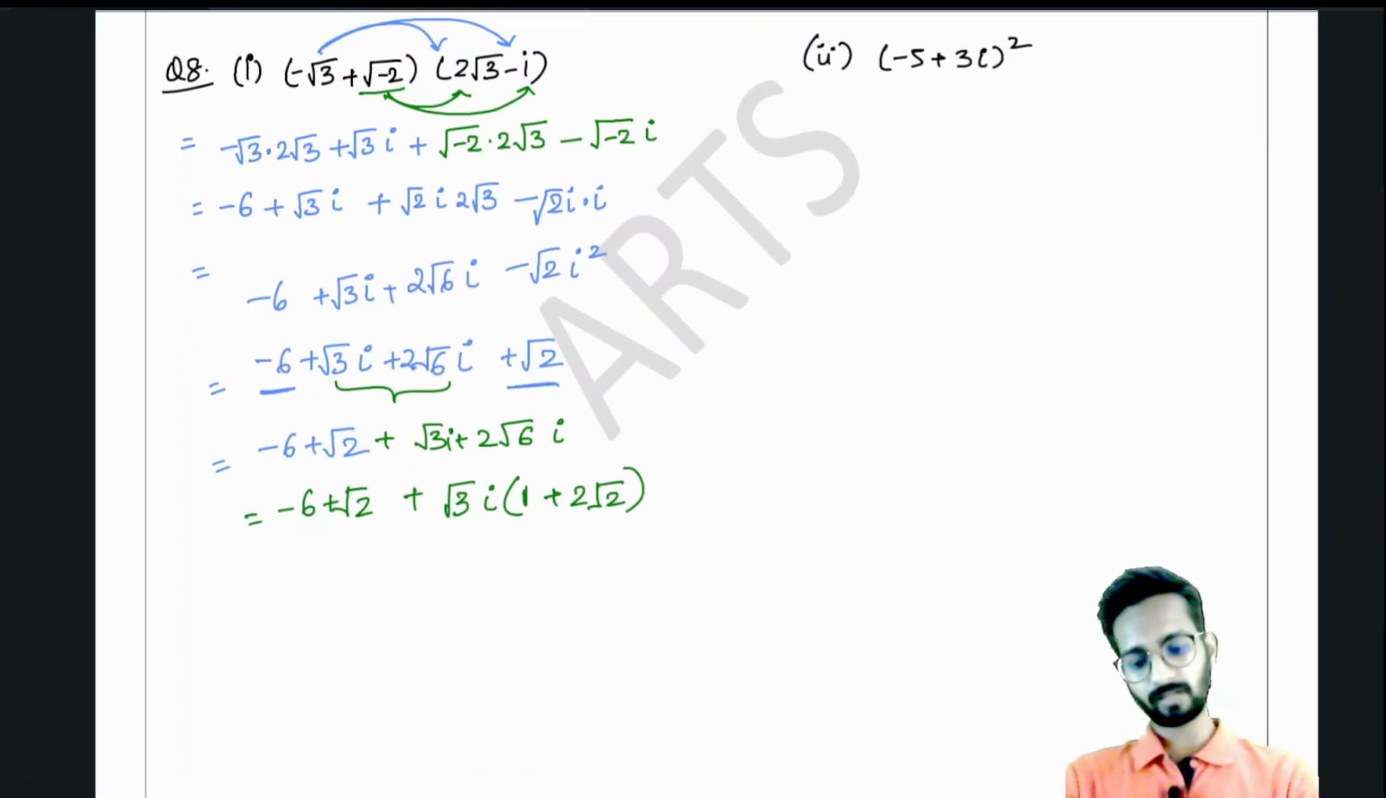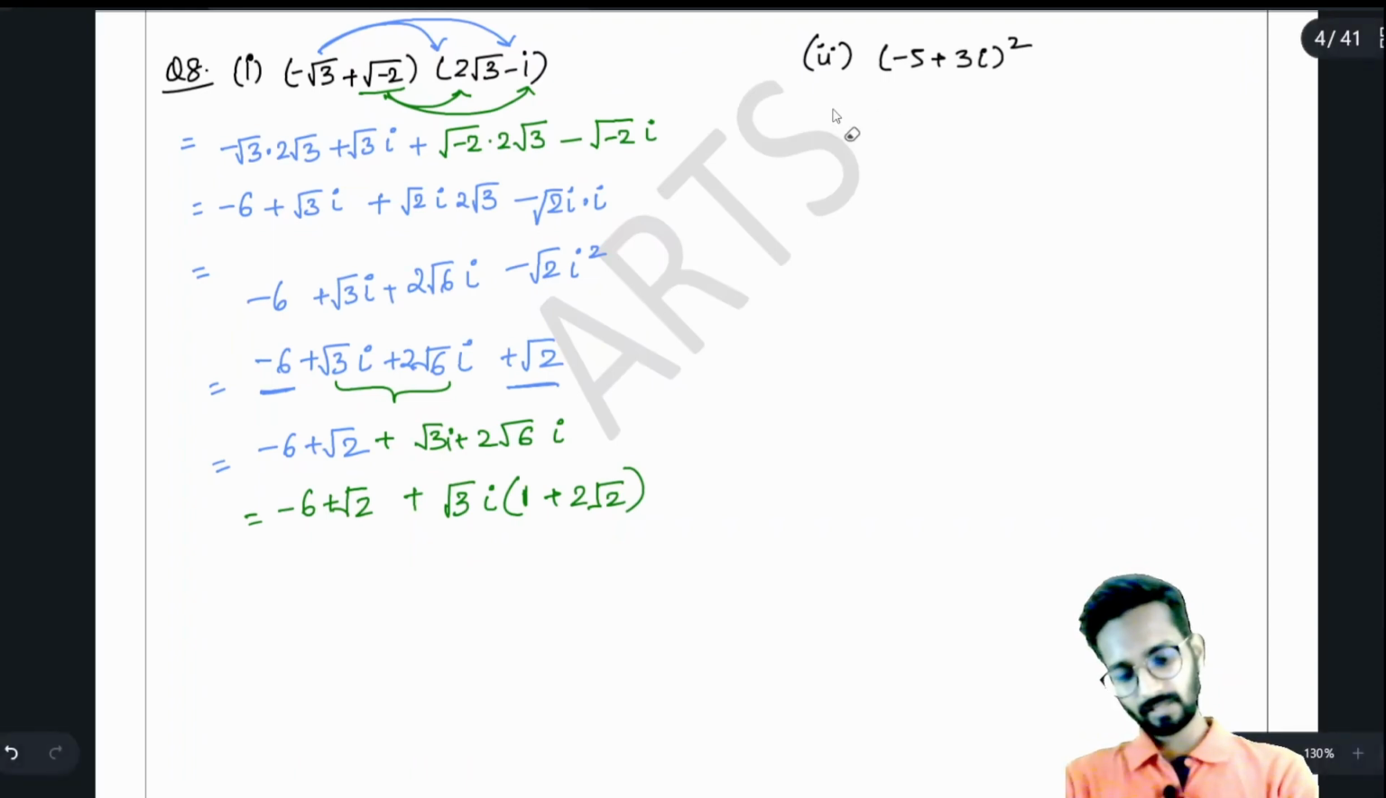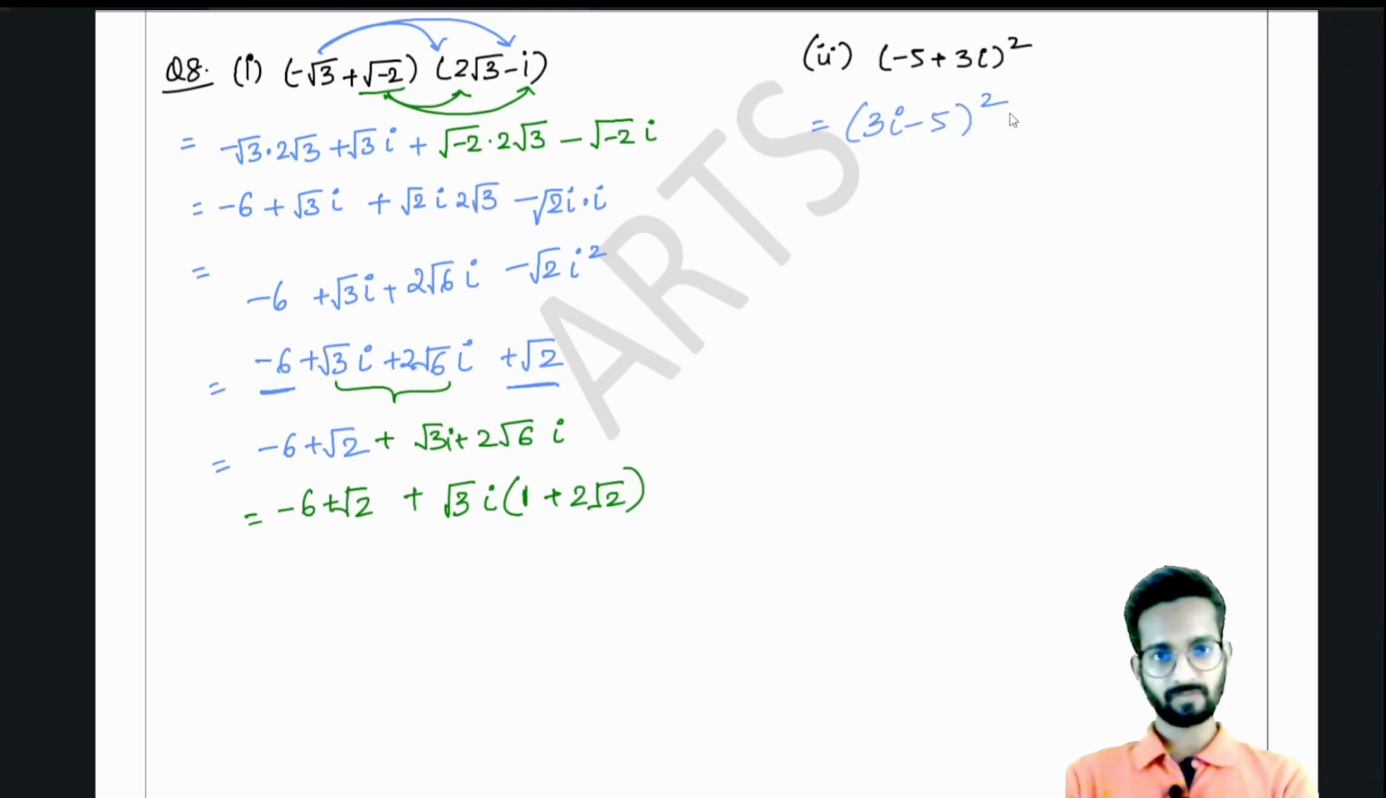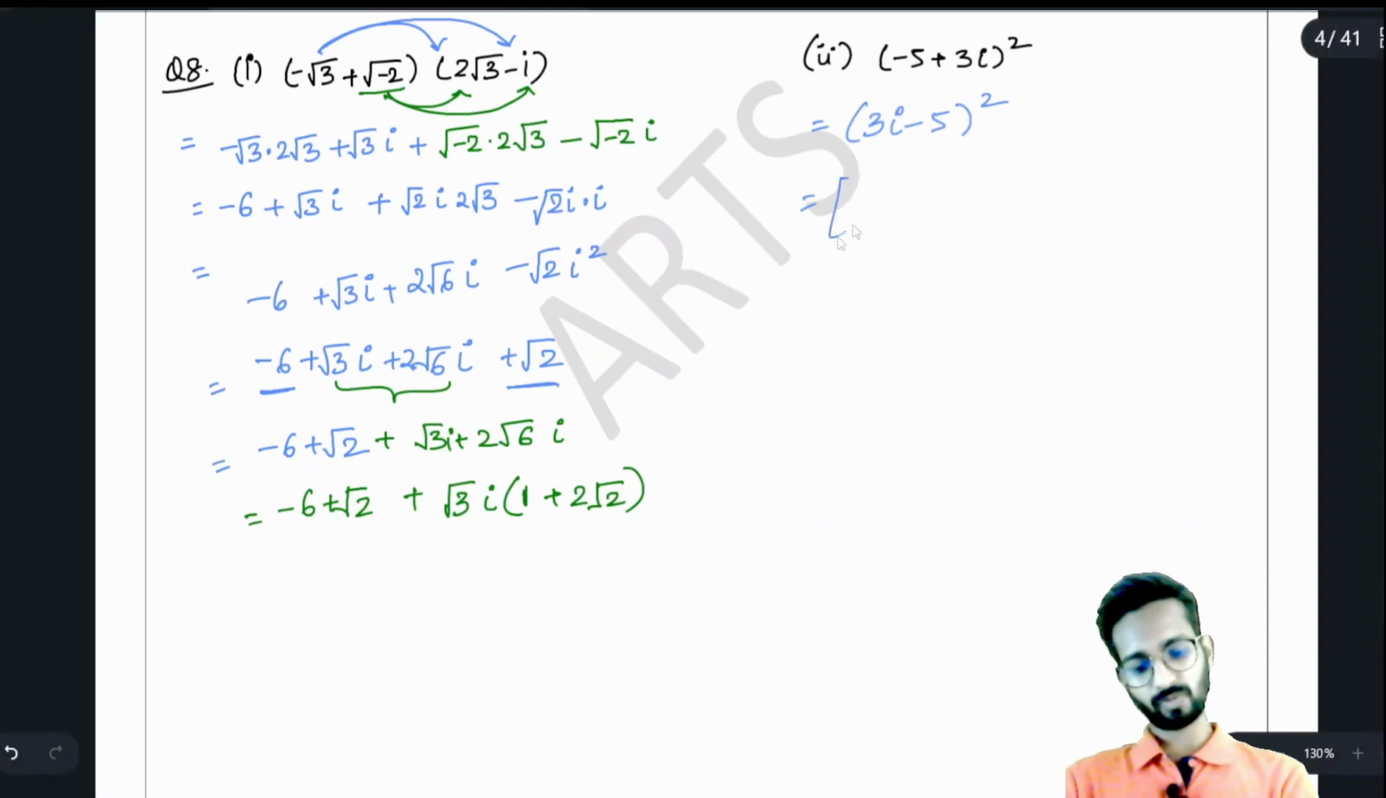Now solving the second part of question number 8, we have here negative 5 plus 3i whole square. If we want to rewrite it, we can rewrite it as 3i minus 5 whole square. One and the same thing, only minus 5, and 3i was positive, so I wrote 3i. Why am I writing it like this? It will become a minus b whole square, which becomes a square minus 2ab plus b square.